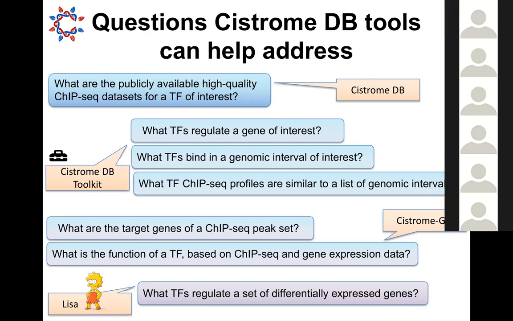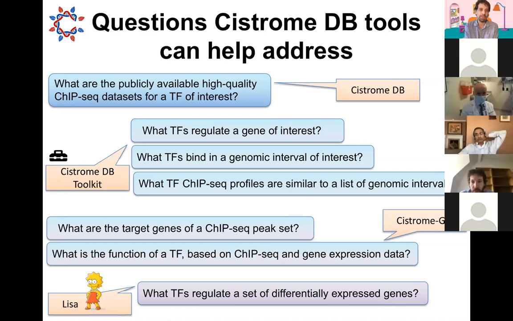Then there are some other questions related to regulation of genes. For example, you might be interested in knowing what are the target genes of a ChIP-seq peak set? What is the transcription factor regulating directly? And what is the function of a transcription factor based on the ChIP-seq and gene expression? For this, we have a tool called Cistrome GO. And finally, if you just have a set of differentially expressed genes and you want to know what transcription factors regulate that set of genes, we have a tool called Lisa, which can help you answer that question.